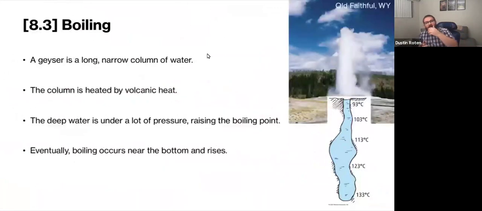Now what happens is once you get this narrow column of water and all of it heated up above 100 degrees Celsius, and by the way, all this heat comes from volcanic activity deep inside the earth, because these geysers can be really deep. So they actually get very well heated from inside the earth. So this raises the boiling point. You can get hot water that's like, as you can see here, 133 degrees Celsius.